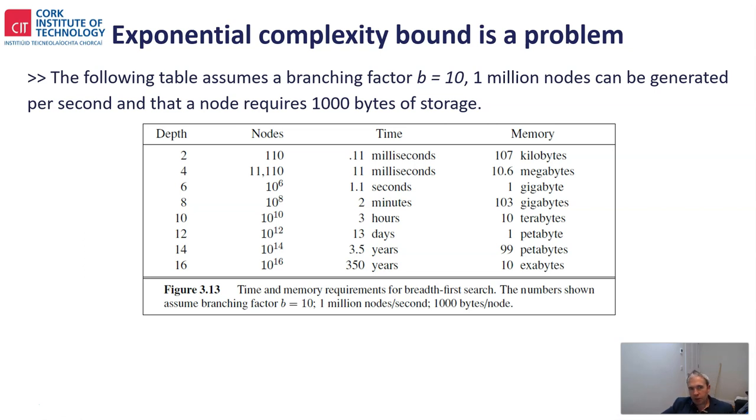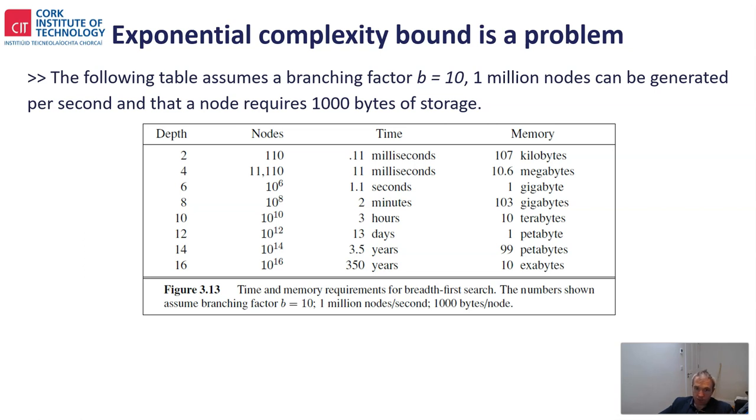If we look at the following table, we assume a branch factor of b equals 10, that 1 million nodes can be generated per second, and that a node requires 1,000 bytes of storage. So we see that as the depth increases, the number of nodes is increasing exponentially. The time it takes to actually find a search solution is increasing exponentially, and the memory requirements for storing our explored set and our frontier nodes is just ridiculous as well.